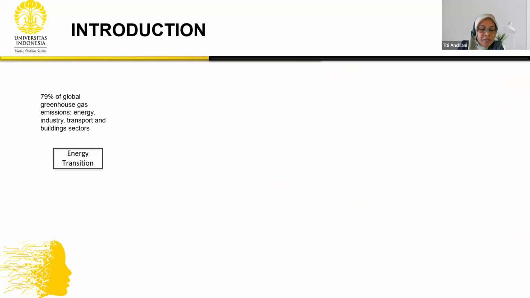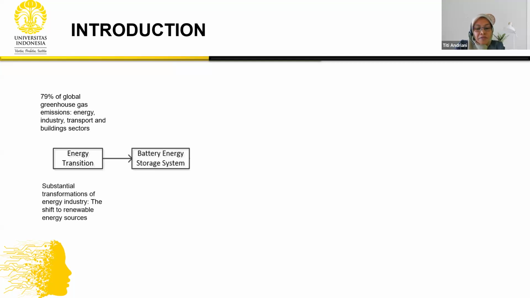A total of 79% of global greenhouse gas emissions are attributable to the energy industry, transport, and building sectors. In light of this circumstance, the energy industry is currently undergoing substantial transformation, demonstrated by the shift to renewable energy sources and a decrease in the need for fossil fuels. Energy storage systems play pivotal roles in integrating and balancing weather-dependent and intermittent renewable energy sources, thereby facilitating the decarbonization of the energy sector.